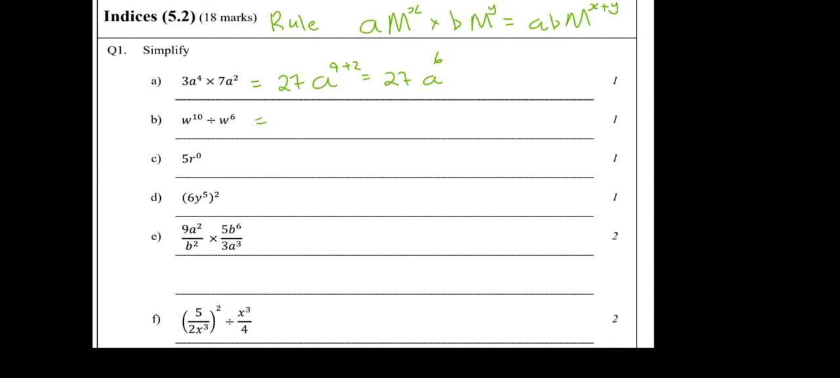Here we simply subtract the powers. We are using this law or rule. We've got m to the x divided by m to the y is simply m to the x subtract y, which gives us w to the 4.